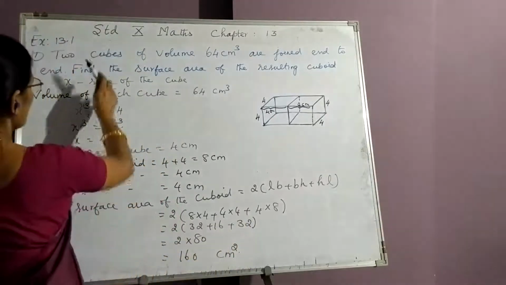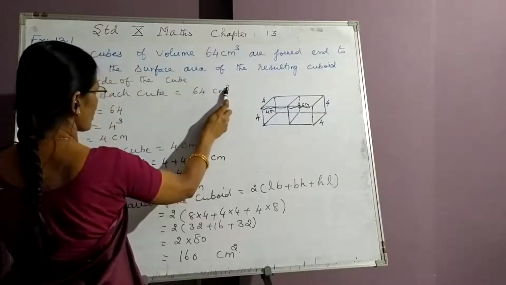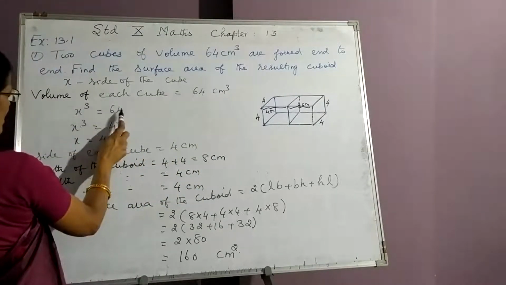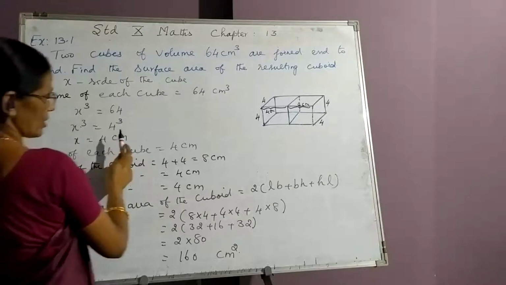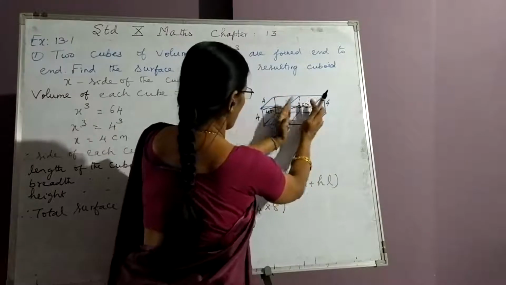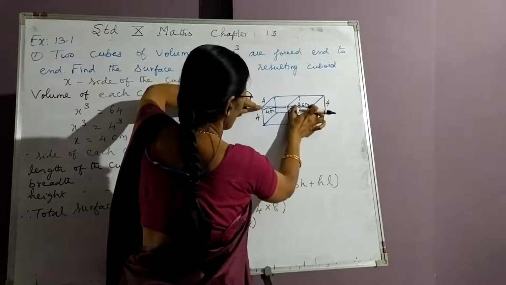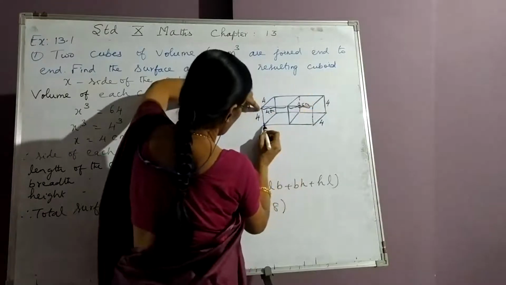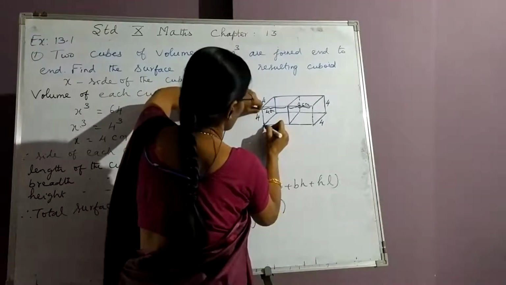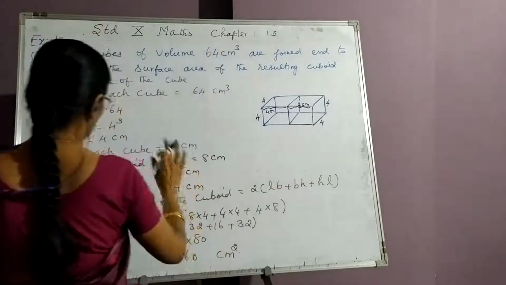So let us understand. Two cubes of volume, volume of each cube is 64 centimeter cube. We know by formula volume of cube is x cube. x cube is 64. Therefore, x is equal to 4 centimeter. Two cubes are combined, joined end to end. Therefore, this becomes the length of the cuboid, which is 4 plus 4, equal to 8 centimeter. This is nothing but the height of the cuboid, equal to the height of the cube, 4 centimeter. Similarly, breadth of the cuboid and breadth of the cube are the same, equal to 4 centimeter.